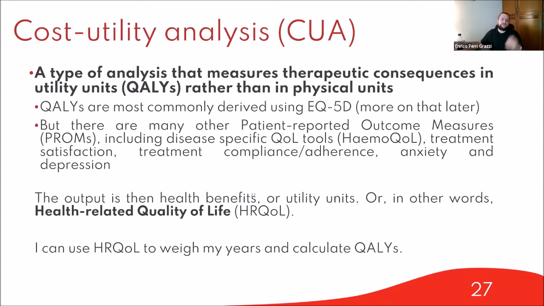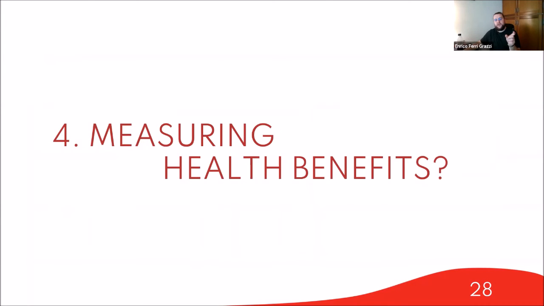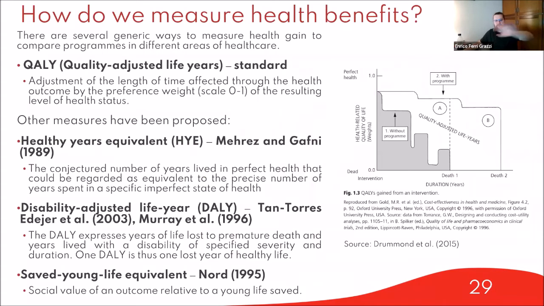But ultimately, in cost utility analysis, I use QALYs, right? I use health benefits. And I can derive QALY by using health-related quality of life, which is the weight I can put on a year based on the quality of life that I'm experiencing in a particular moment. So I can use health-related quality of life to weigh my years and calculate QALY. So, measuring health benefits, there are a number of measures here. Don't be scared by the number of different measures that are here. We can for now ignore these three. Let's focus on the QALY.